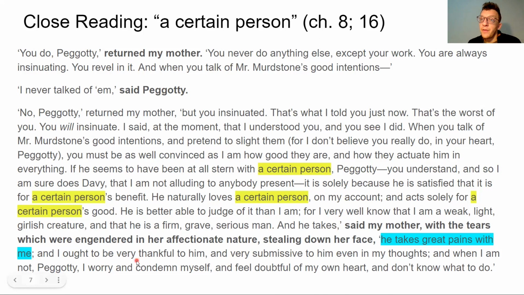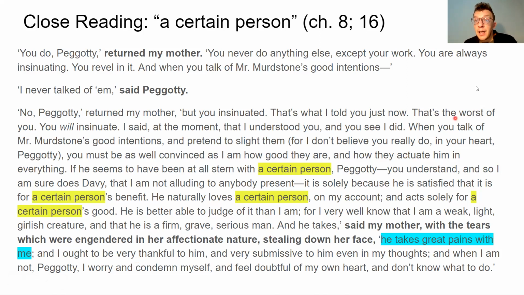And then we have this victim mentality. "I ought to be thankful to him." I ought to be thankful to him for his abuse. "I ought to submit to him even in my thoughts," right? I can't rebel. She is a woman so beaten down by the domestic terror that Murdstone has enacted in Blunderstone that she's desperate to survive in any way she can.